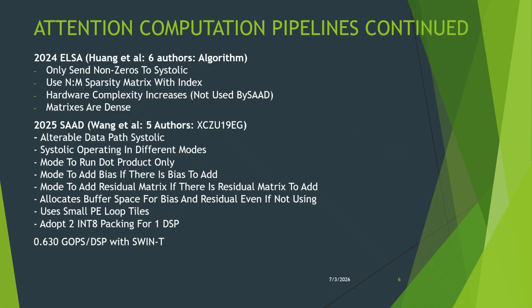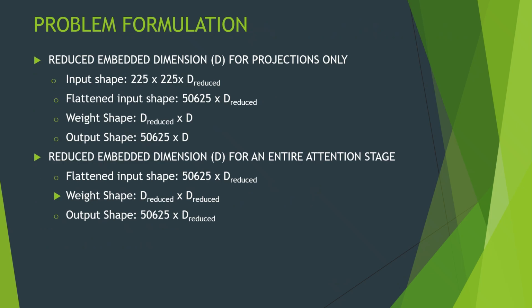And ELSA is algorithm level, but it explores sparsity in the data. And SAAD is kind of similar to what we are doing. It gives an alterable data path to the systolic array so that it can decide to add bias or not add bias, things like that. And that is from SAAD.